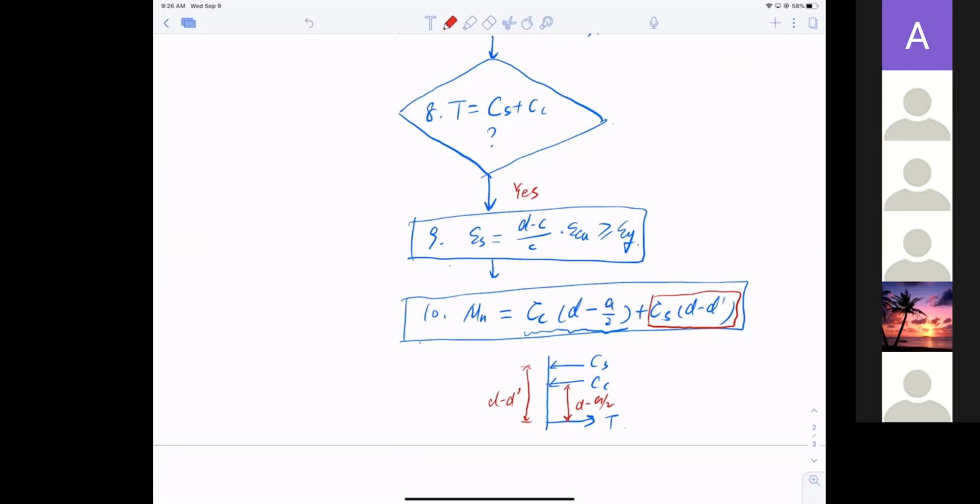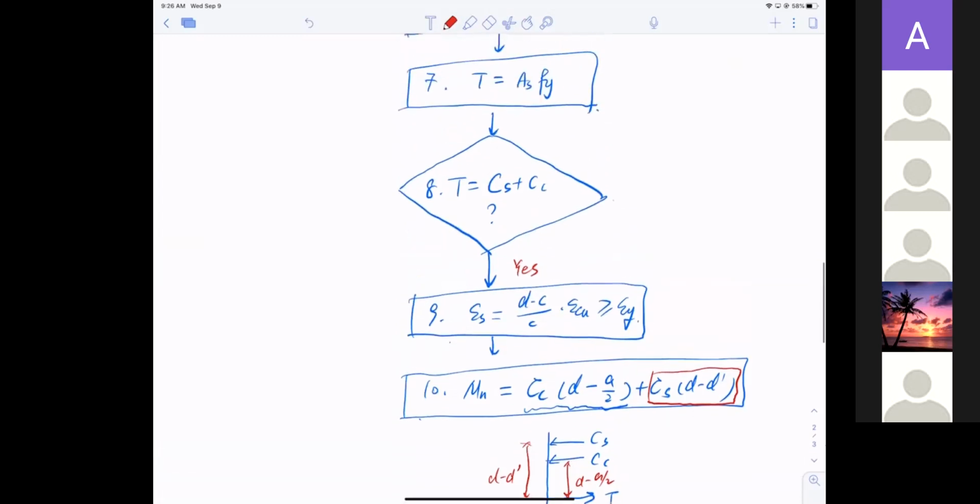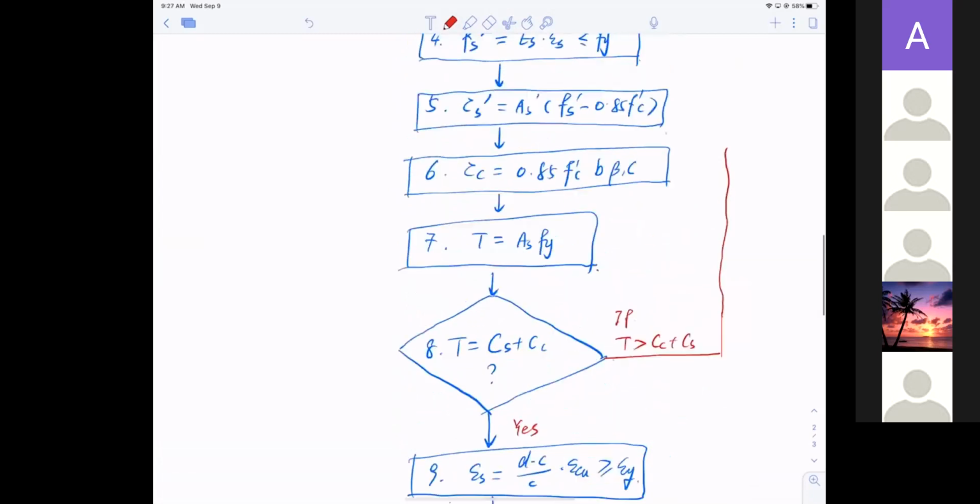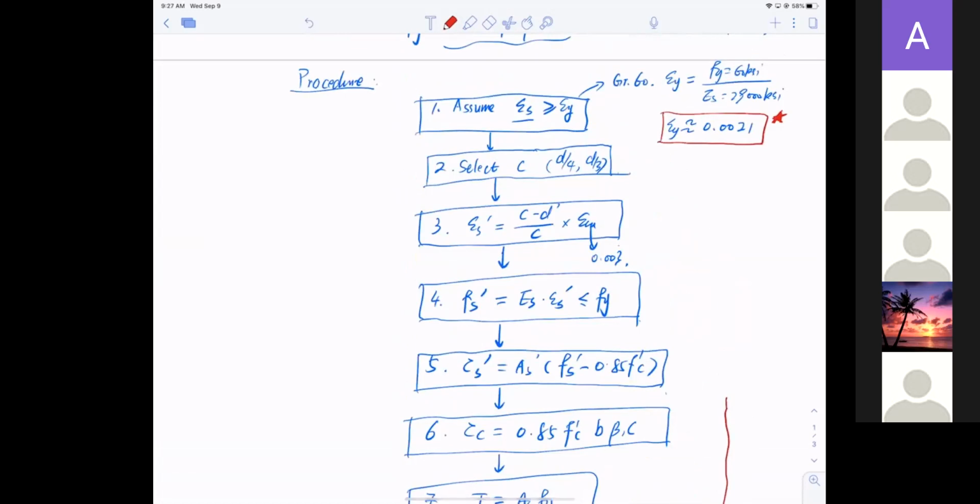If it doesn't, there are two routes. First route, if tension is greater than compression, we need more compression. So how do we find more compression? We should go all the way back to reselect my compressive zone.